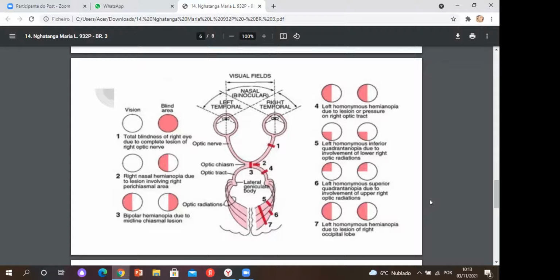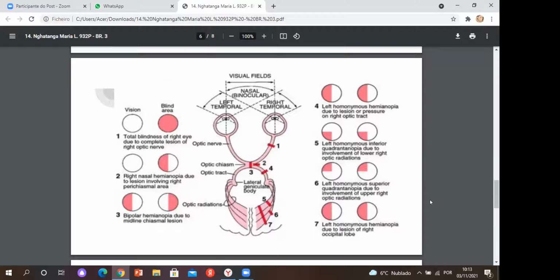And then it's similar in number 6. It's due to the involvement of the upper right optic radiations. Since it's in the upper right, you will not be able to see the upper left corners of your eyes. It's like there'll be a dark shade or something dark blocking that vision.